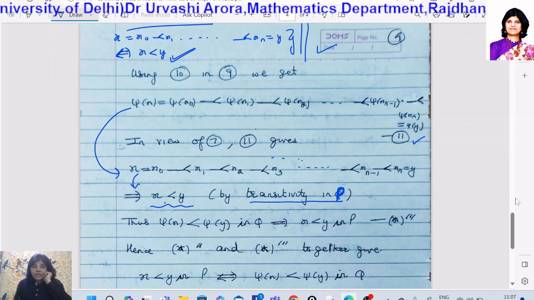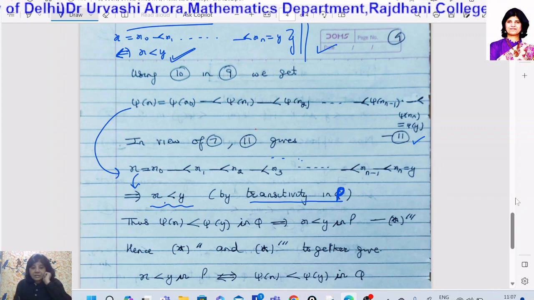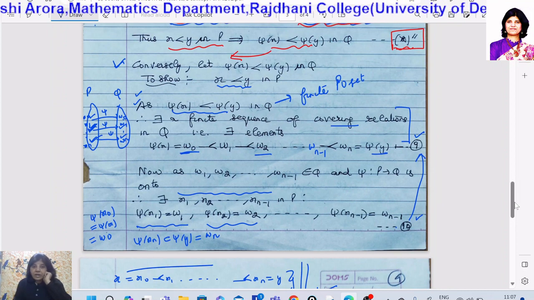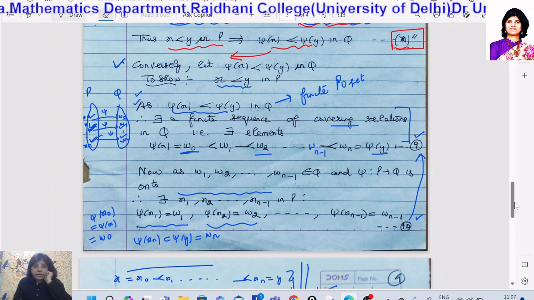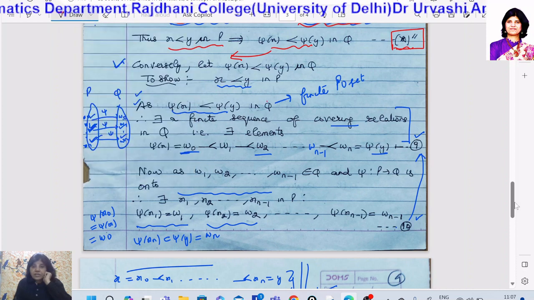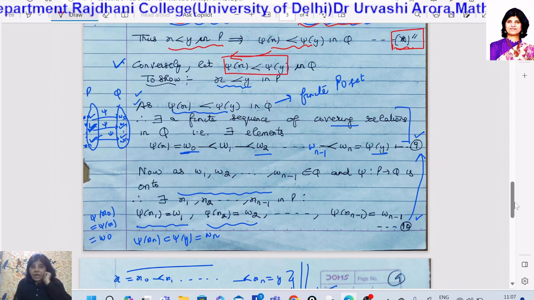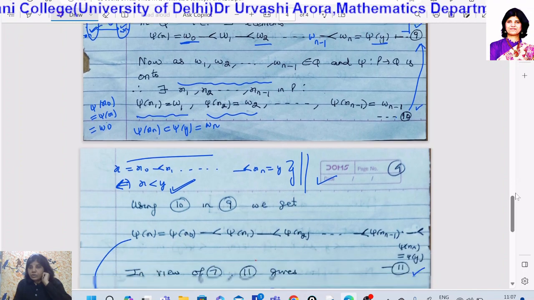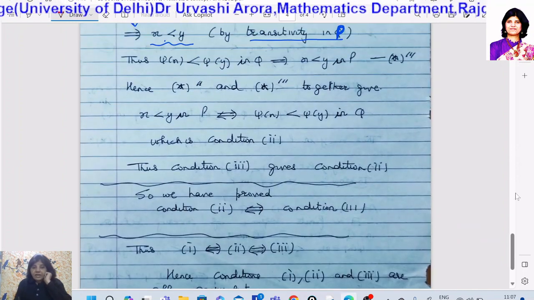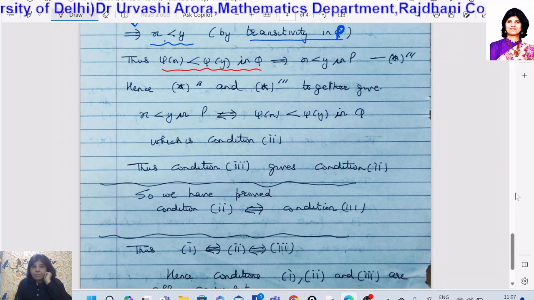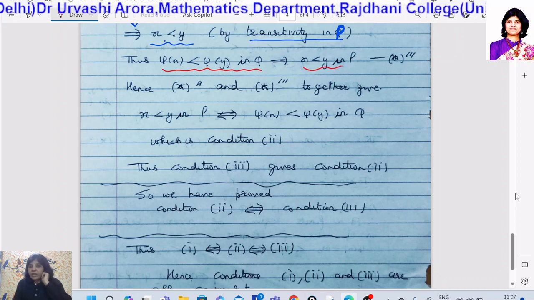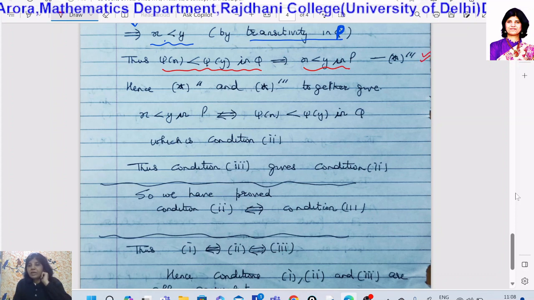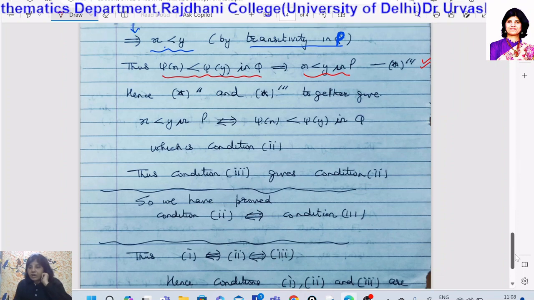So finally, this is what we started with: psi x is strictly less than psi y in Q, and what we have shown is that x is strictly less than y in P. So from here we have reached this point. This is what we get in the end: psi x is less than psi y in Q implies x is less than y in P. This we have marked as star triple dash.